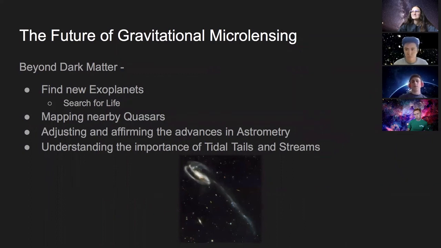Beyond dark matter, we're beginning to apply microlensing to a lot of different topics, one of which is exoplanets. As we search for exoplanets, it's a great way to search for life in the universe. You can also map nearby quasars, and we can also adjust and affirm advances in astrometry, which is essentially what we've been doing in class. And so we can more accurately, mathematically, and physically represent what's going on in the universe.